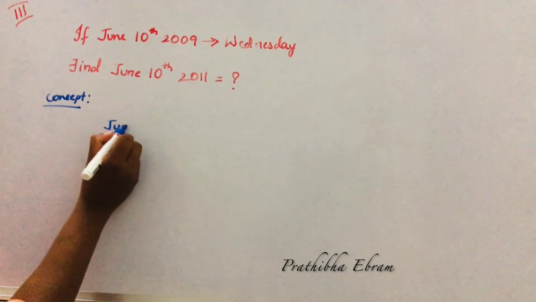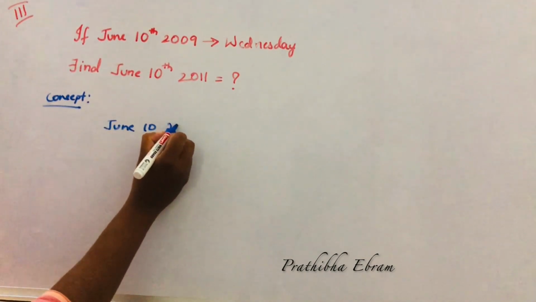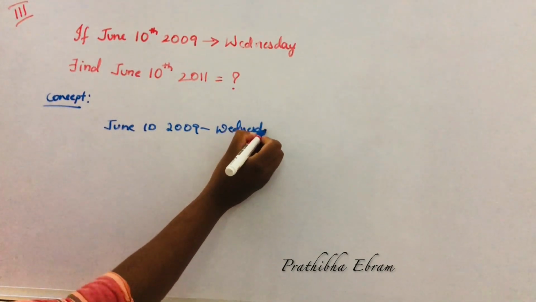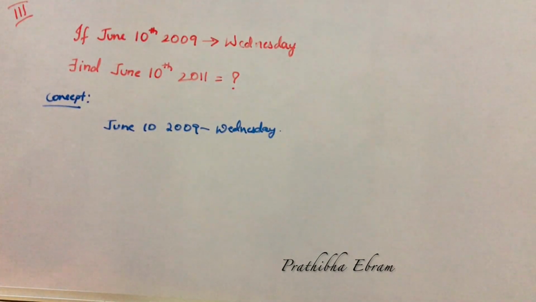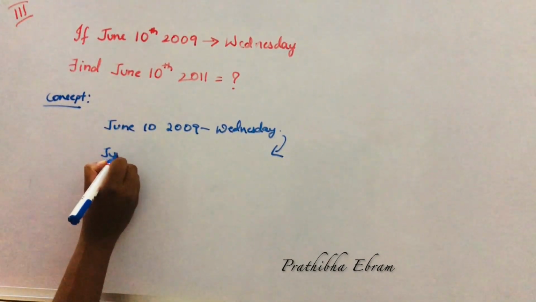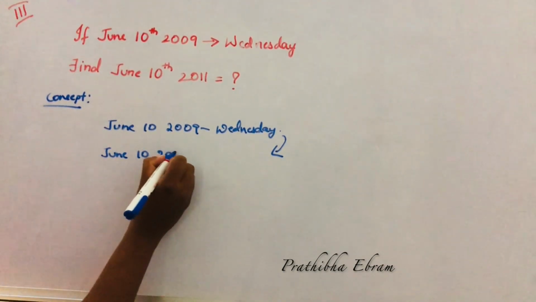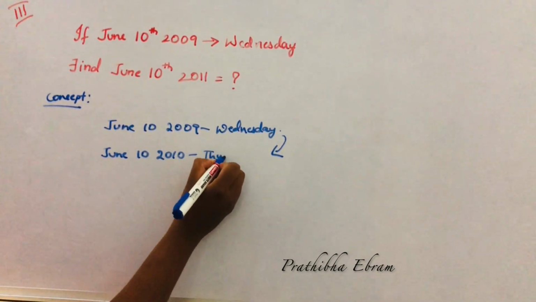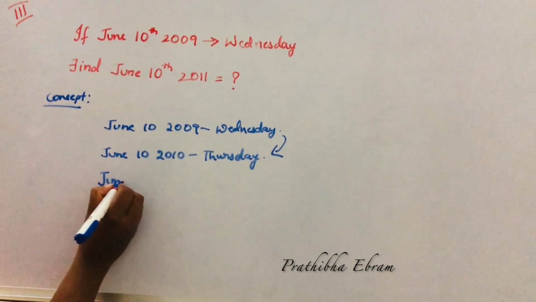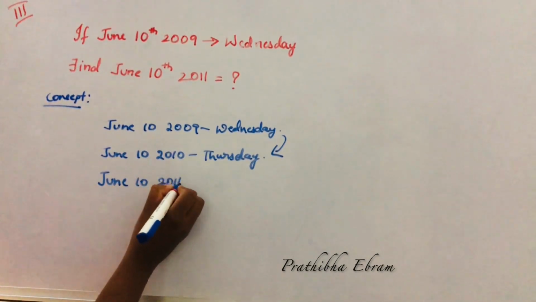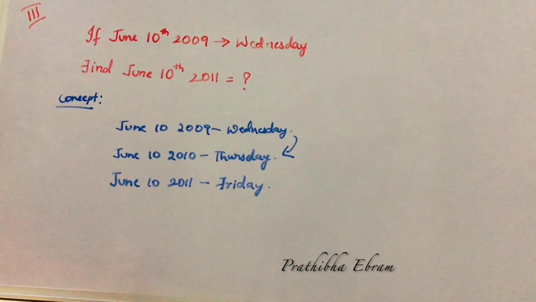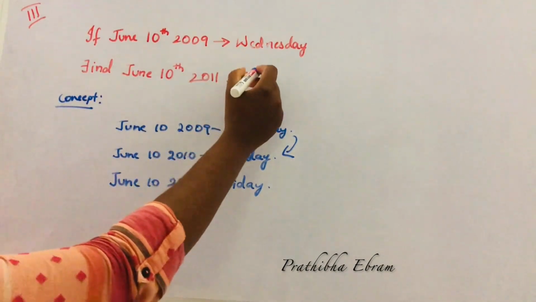Now June 10th, 2009 is Wednesday. Now, if the given years are not leap years, then you can immediately write June 10th, 2010 as Thursday. Next, June 10th, 2011 is Friday. Therefore, June 10, 2011 is Friday.